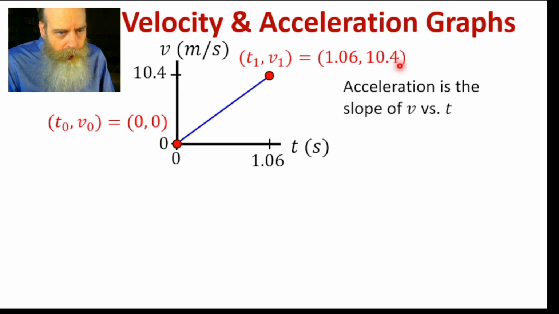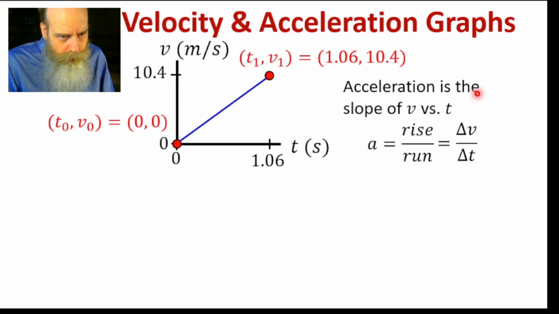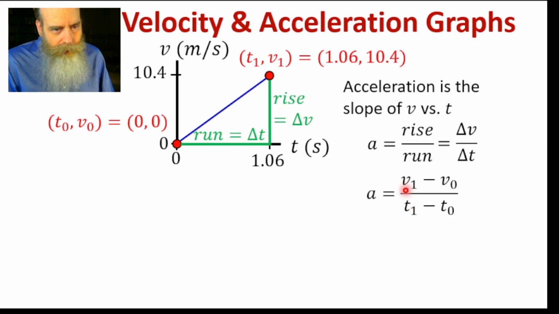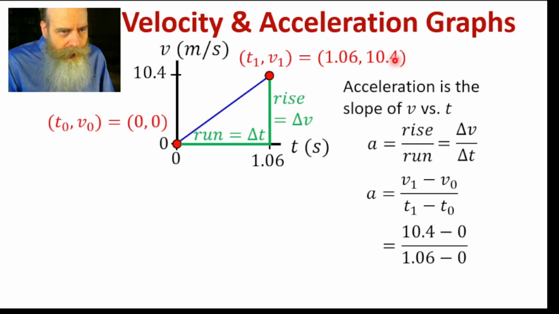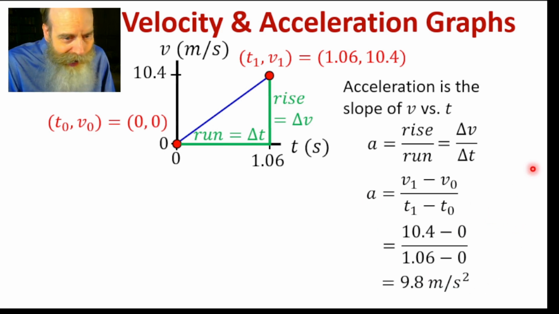Now the acceleration is the slope of v versus t. Let's find the slope. Slope is equal to rise over run, or delta v over delta t. Here's the rise, delta v, and here's the run, delta t. And so we're going to get v1 minus v0 over t1 minus t0. So that's going to be 10.4 minus 0 over 1.06 minus 0. Right here, and we finally get 9.8 meters per second squared, as we expected.